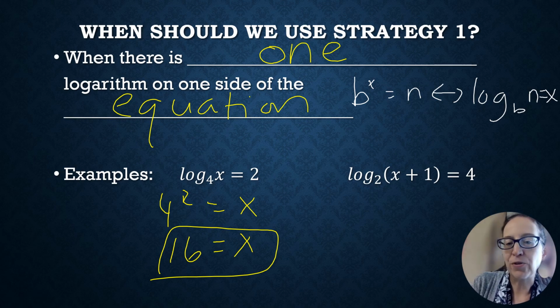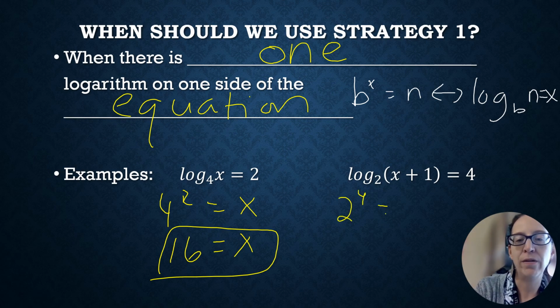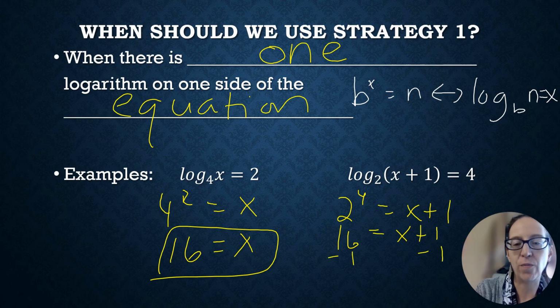In the next example, we would do the same thing. So we look at the base. The base of the logarithm is going to be the base of the exponential. This number over here corresponds to the exponent, and then that'll be equal to whatever it is. So we have 2 to the 4th power equals x plus 1. And now we can solve the equation from here. So 2 to the 4th power is 16, and then we can subtract 1 from both sides, and we get 15 is equal to x.